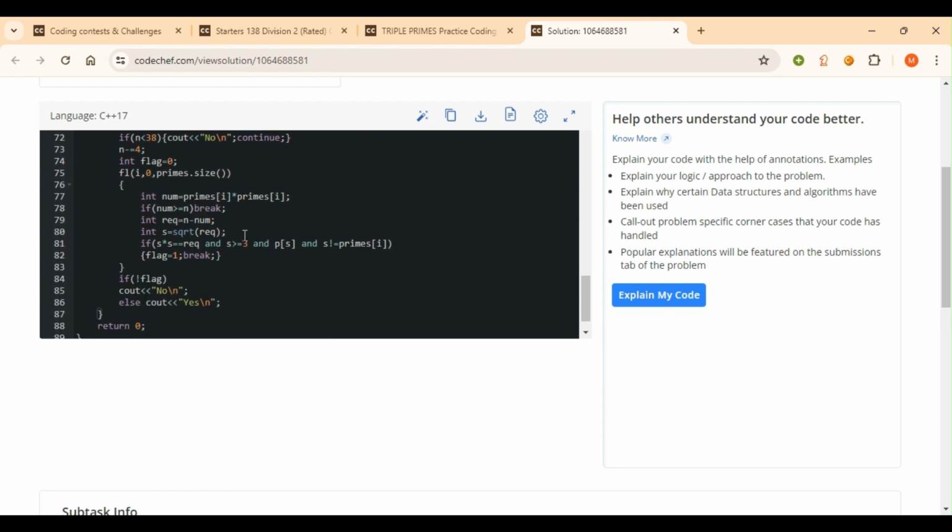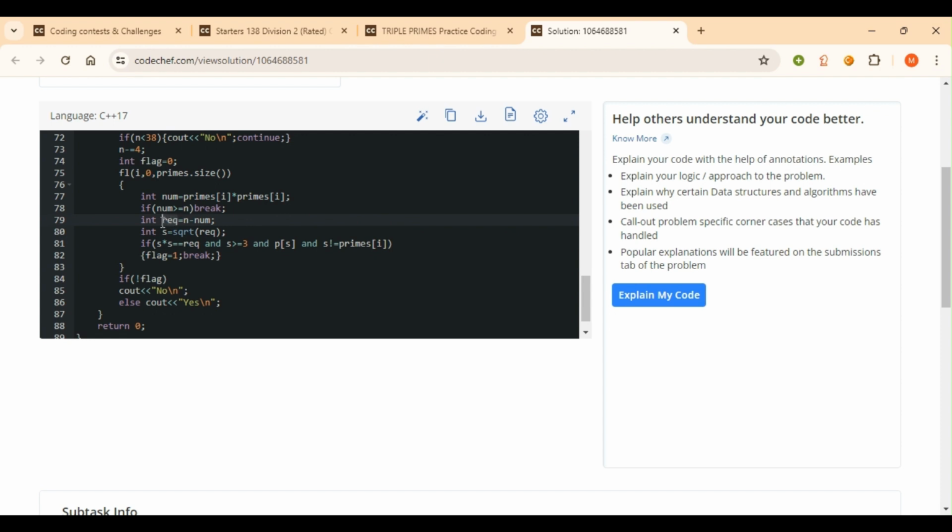And for checking whether it is a perfect square or not, I have taken the square root. So if s into s is equal to required and s is greater than or equal to 3, s must not be 2, right? Because we have taken 2 as a. The three numbers A, B, C we need to find, right? So our A is 2 already. We need to find B and C. So our B is this primes of I. So what we are checking is if P of S, that is, S is a prime number or not. What is S? This is C, right?